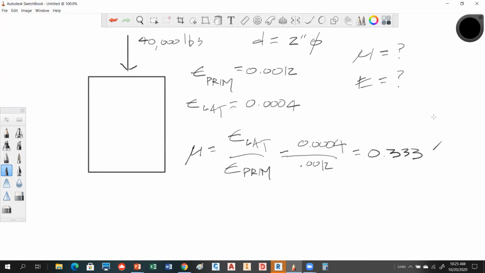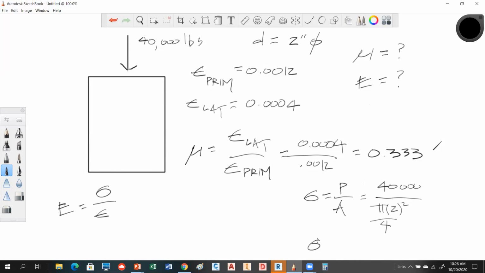So now the larger issue is solving this E. All right, so let's take a look at this. E is defined as what? Stress divided by strain, correct? And we can solve stress, right? Because stress is force divided by cross-sectional area. So in this case, the force is 40,000 pounds. The area is pi d squared over 4. 2 squared is 4, so that's just basically 40,000 divided by pi.